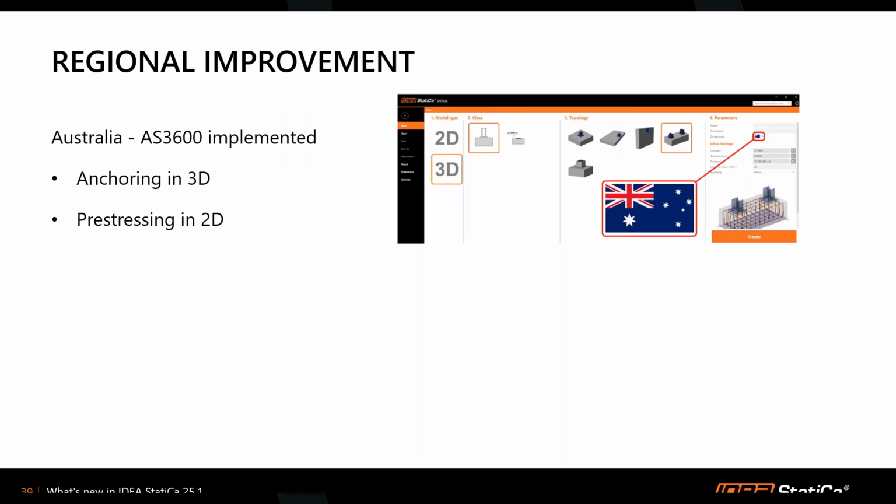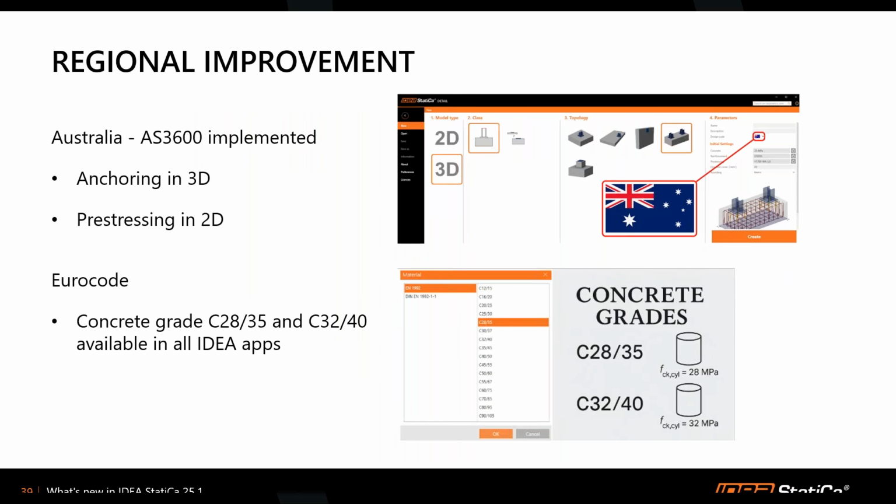And we also had plenty of requests within the region to include concrete grades C28/35 and also C32/40. So we have now added these in the application, only for Eurocode. So if you are using this kind of concrete grade, you can now include it in your projects. You don't have to manually edit the existing concrete grade.